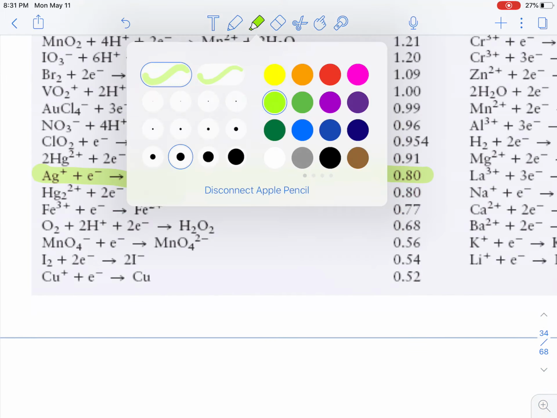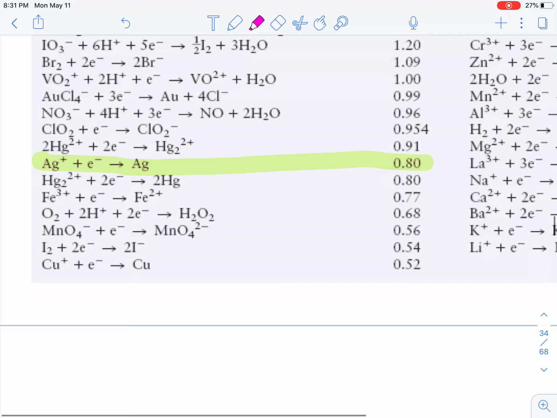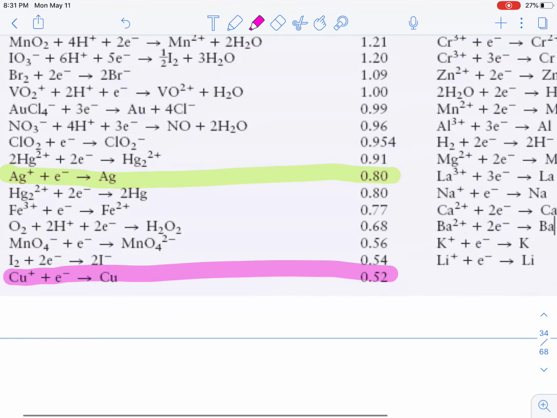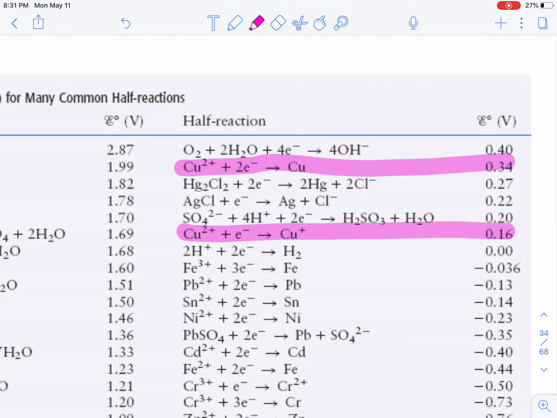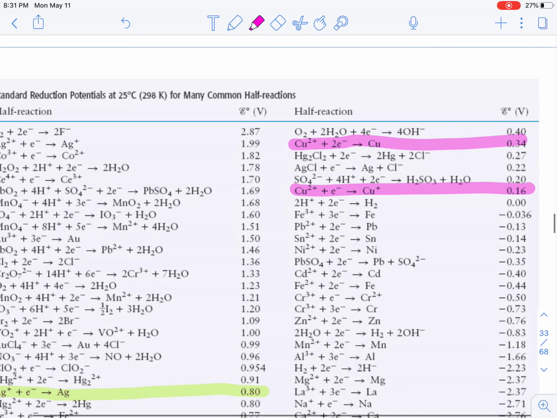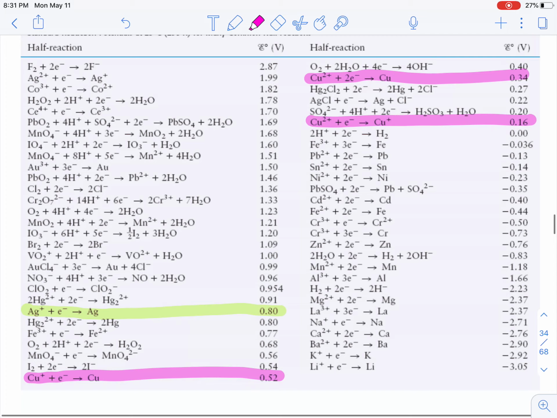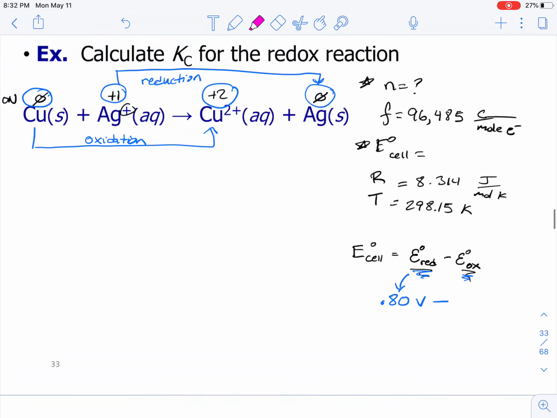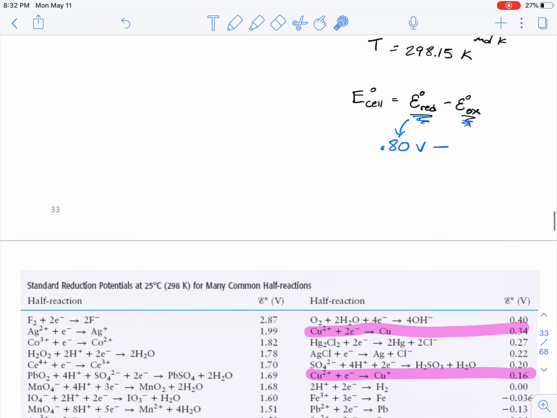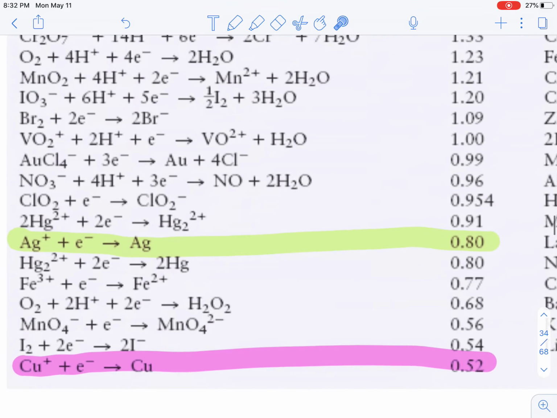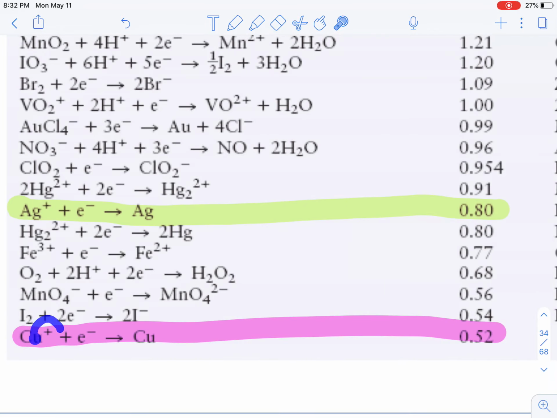And so if you scroll through this list, there's actually 3 different types of copper. There's a copper there, there's a copper here, and there's a copper here. And so we actually have 3 different values. So which copper should we use? If you recall, we're looking for copper 2 plus being converted to just normal or solid copper with no charge. And so looking at this first one that I highlighted, this is not 2 plus, this is only plus 1. And so this is the wrong reduction potential.